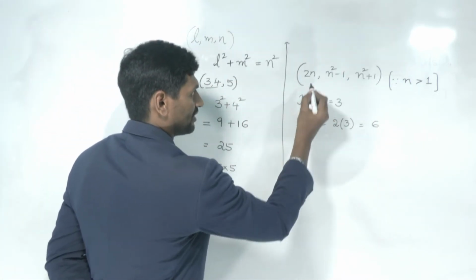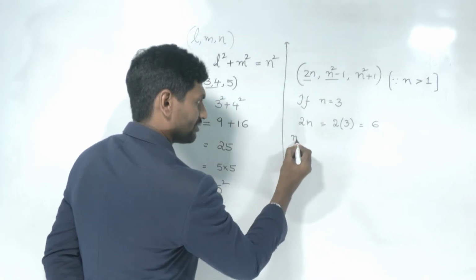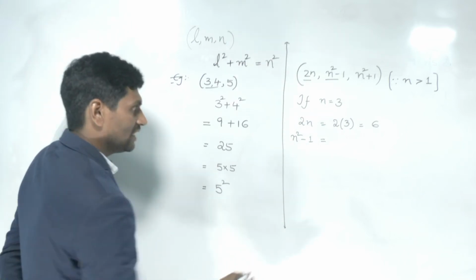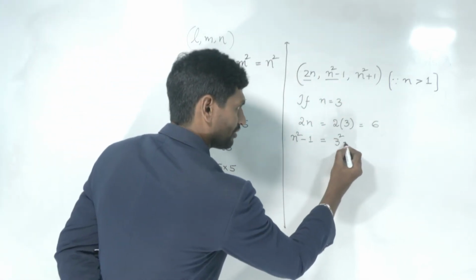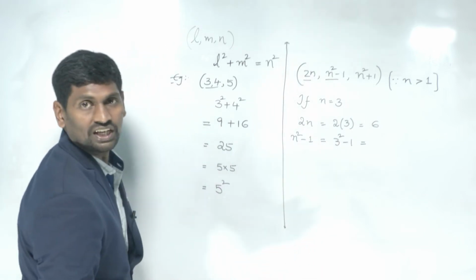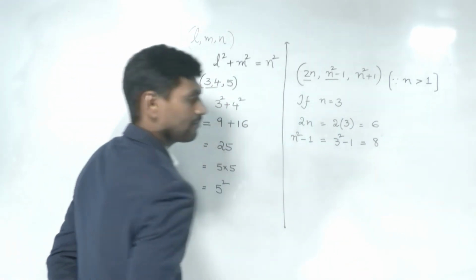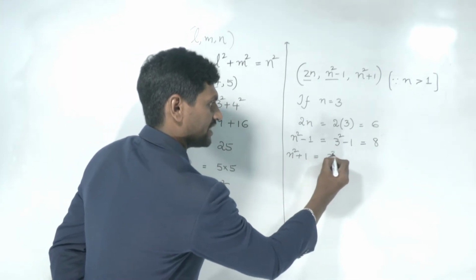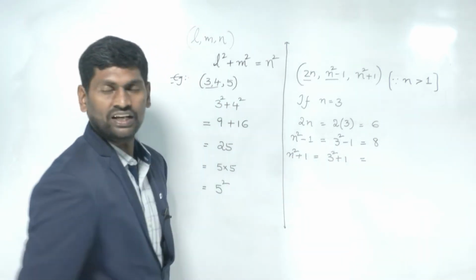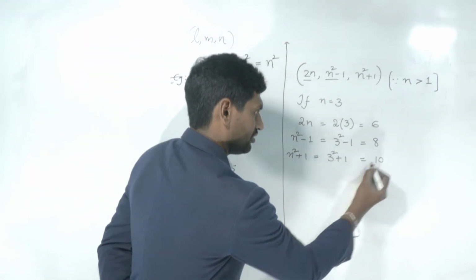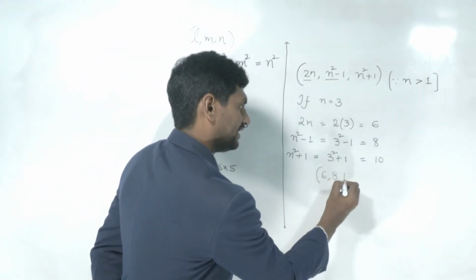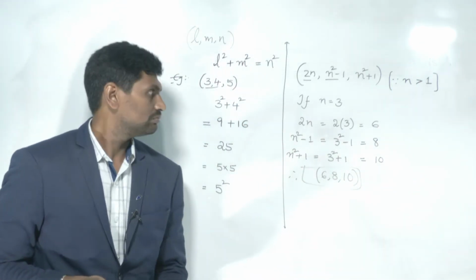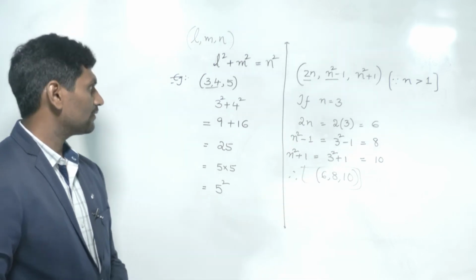Now n square minus 1. 2n is completed, now n square minus 1. N value 3. 3 square minus 1. 3 square means 3 into 3, 9. 9 minus 1, 8. Next, n square plus 1. That means 3 square plus 1. 3 square value 9. 9 plus 1, 10. So 6, 8, 10. This is also a Pythagorean triplet.